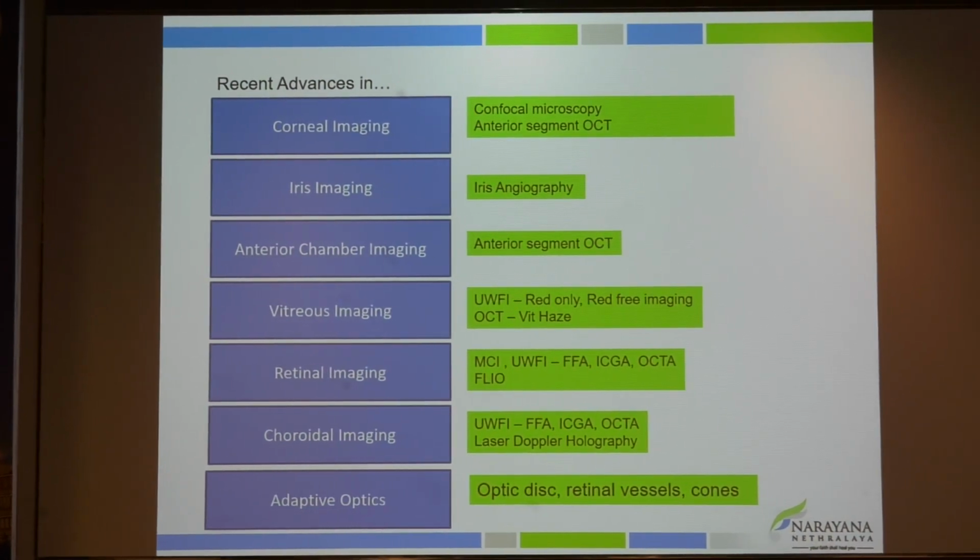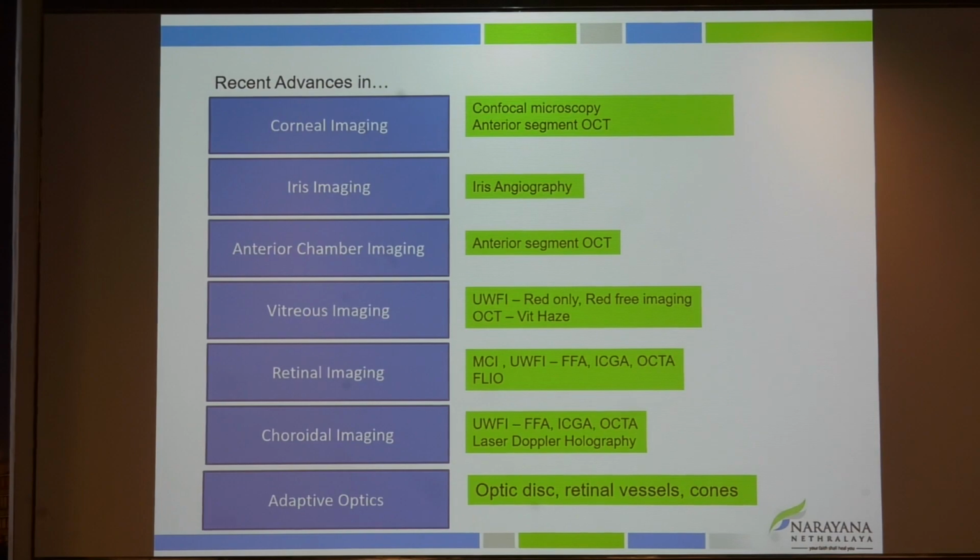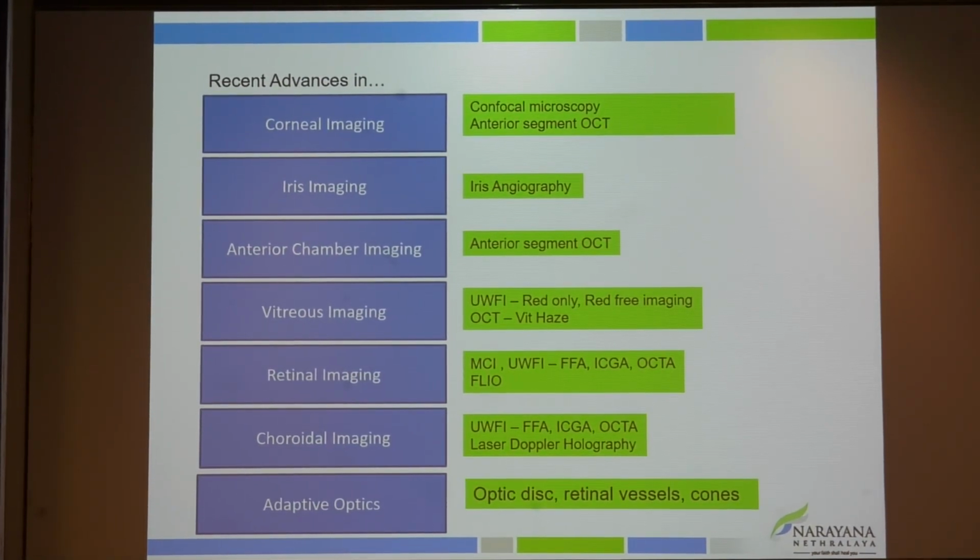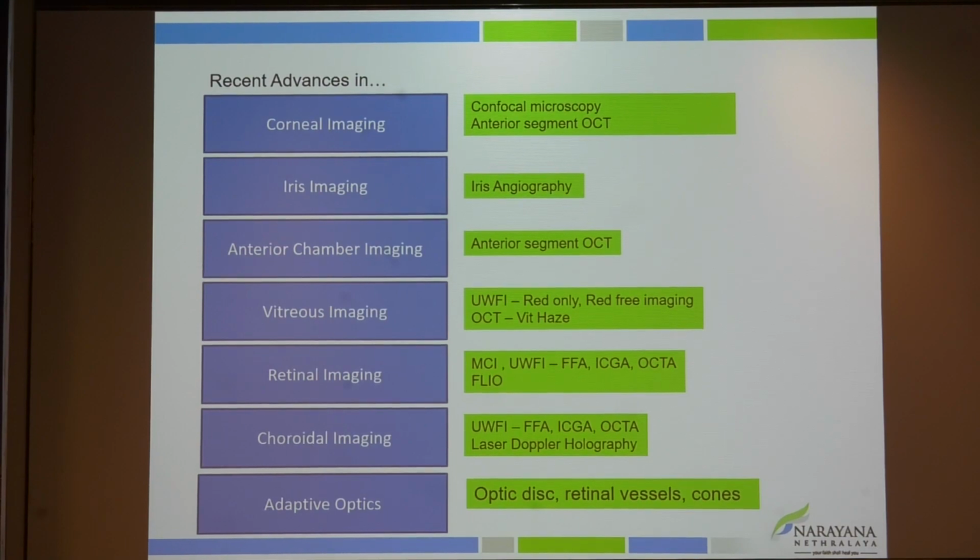In corneal imaging, in addition to confocal microscopy, anterior segment OCT is there. The iris can be imaged with anterior segment iris angiography. Now, in addition to the SUN grading, we can quantify the amount of cells present in the anterior chamber using anterior chamber OCT. The vitreous haze can be quantified by OCT, and we also have various imaging methods for the grading.